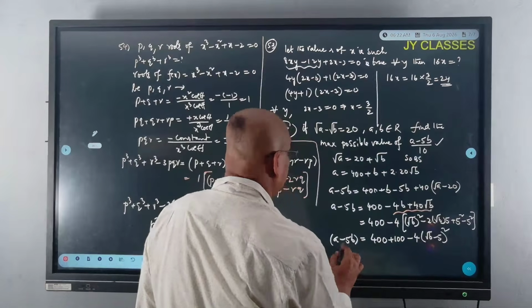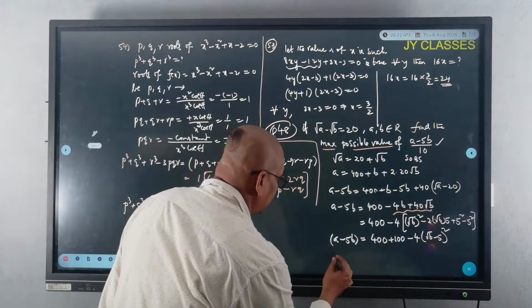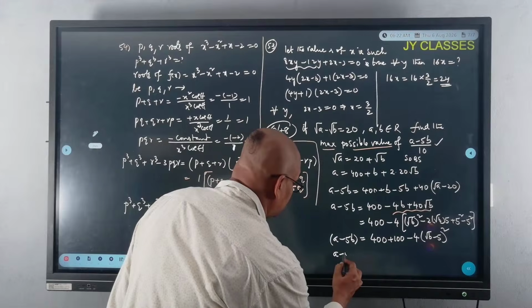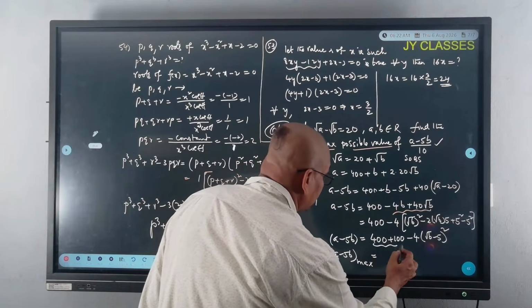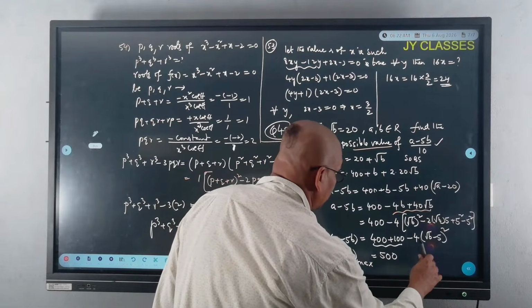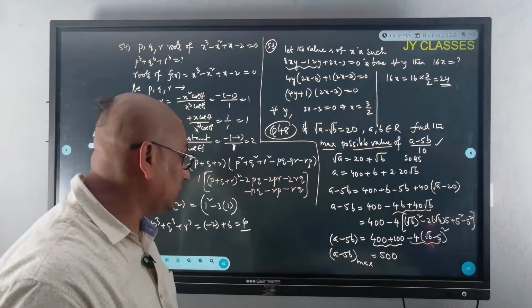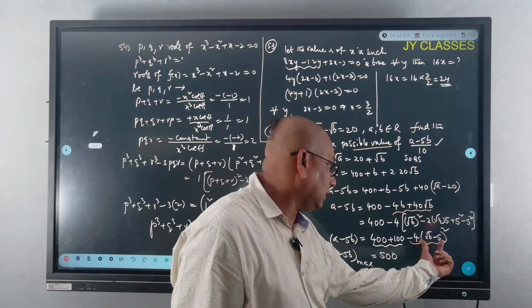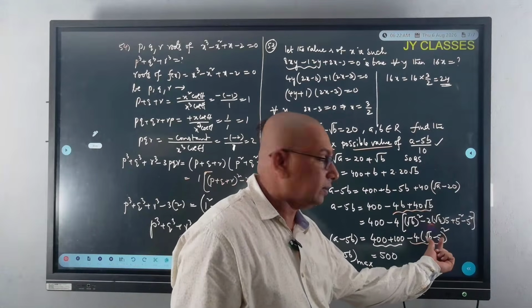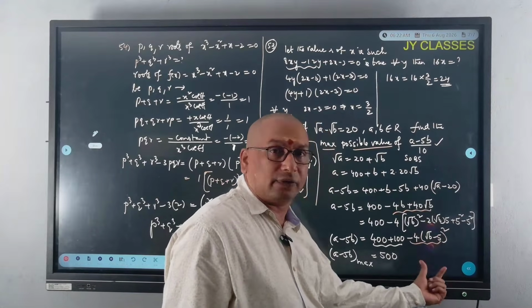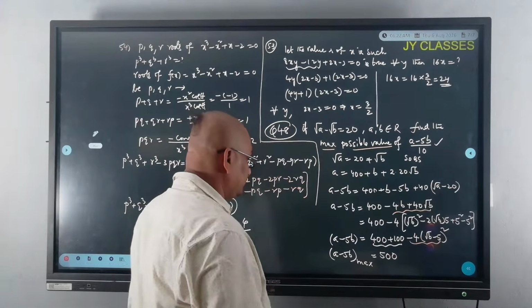a minus 5b. What did he ask us here? He asked for the maximum possible value of. So look, a minus 5b maximum is equal to 400 plus 100, 500, if it is 0. If it is 0, understood? Suppose it is not 0, it is always negative, because minus into plus is negative. So 500 minus negative is less than 500. So the maximum value is 500.